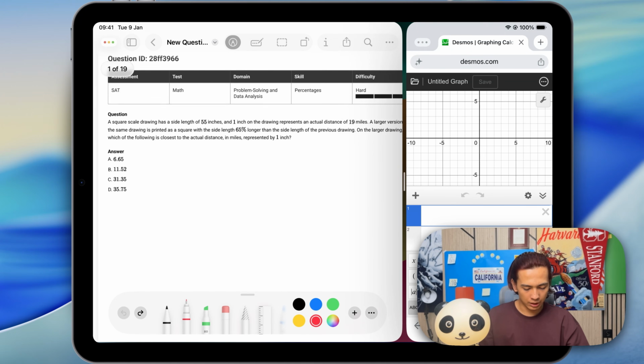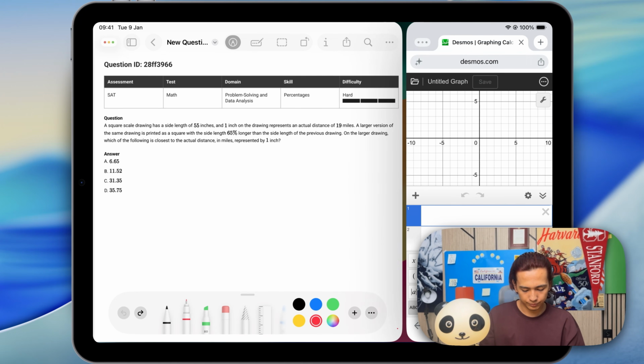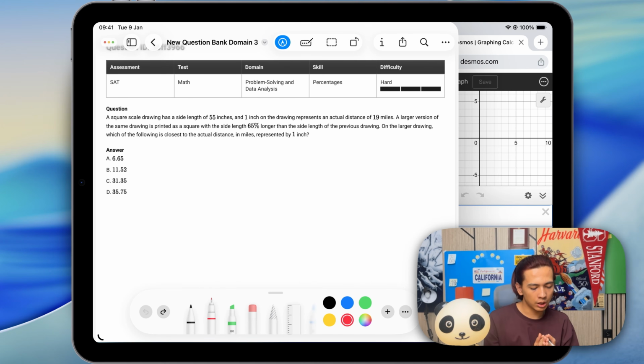Let's get started with the first question. A square scale drawing has a side length of 55 inches, and 1 inch on the drawing represents an actual distance of 19 miles. A larger version of the same drawing is printed as a square with a side length 65% longer than the side length of the previous drawing. On the larger drawing, which of the following is closest to the actual distance in miles represented by 1 inch? That's a lot of words here.